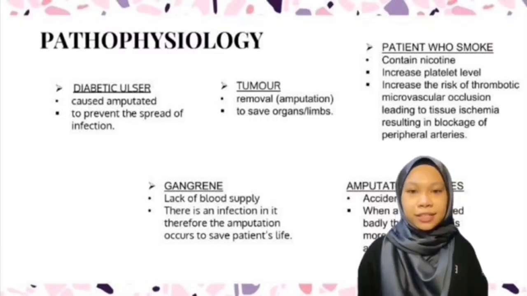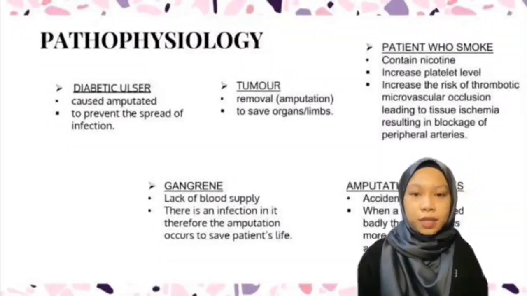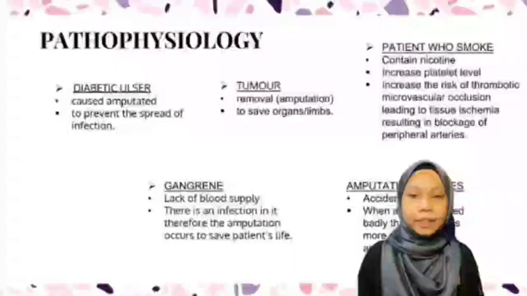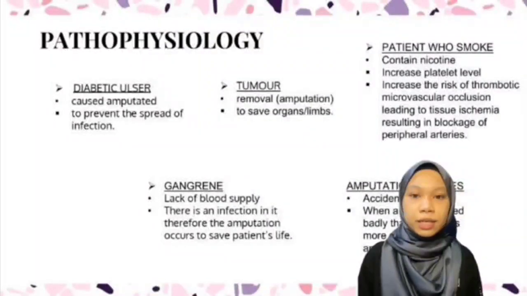Next is gangrene. This happens because of lack of blood supply, and there is an infection in it. Therefore, the amputation occurs to save the patient. Lastly, amputation injuries, for example, accident or trauma. When a limb is injured badly, recovery is more effective with amputation.